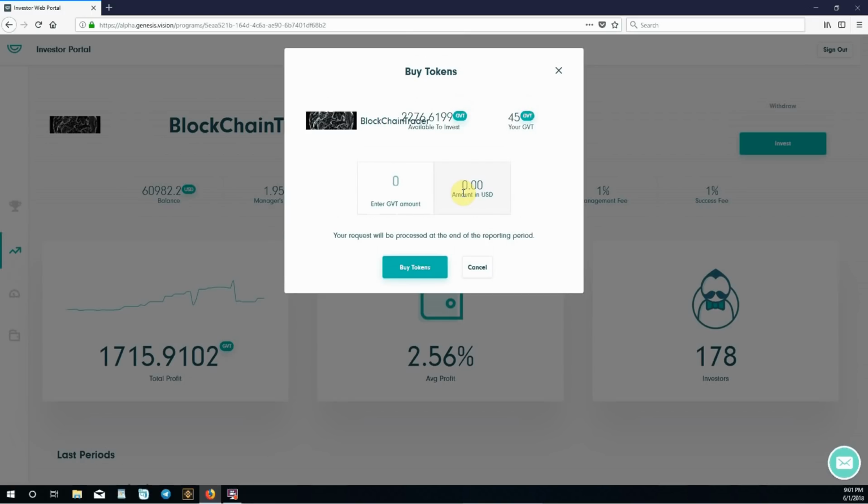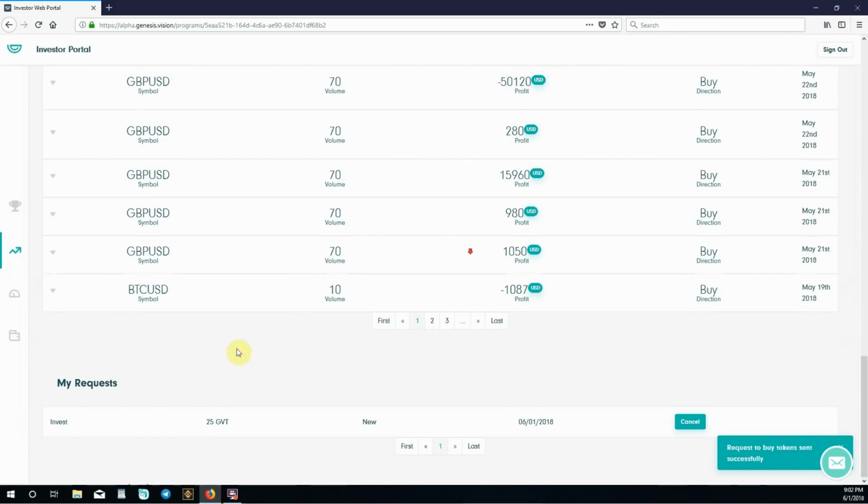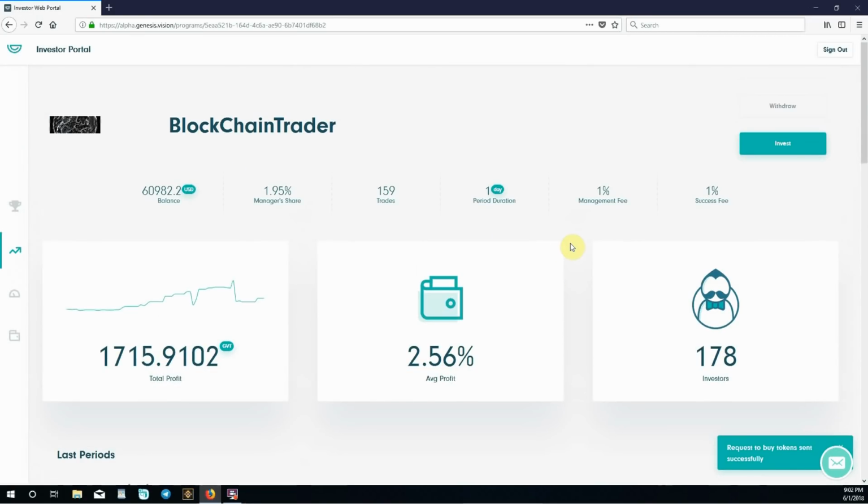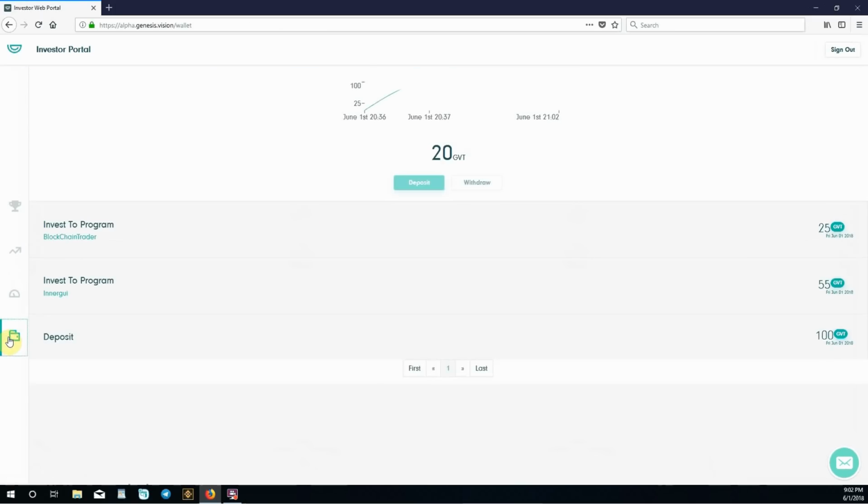We will do 25 tokens, on the amount of $411.25, that will be put in and processed at the end of the next reporting period. We can see that down here. That leaves us with 20 Genesis Vision tokens. We can view that in our wallet right here.